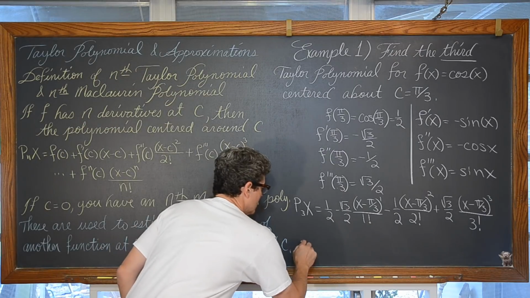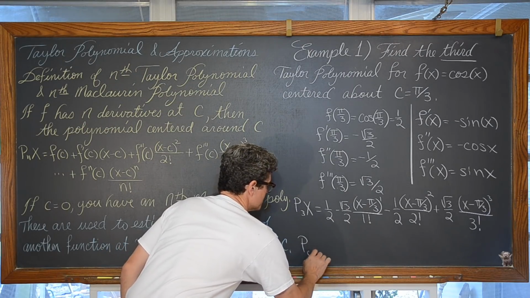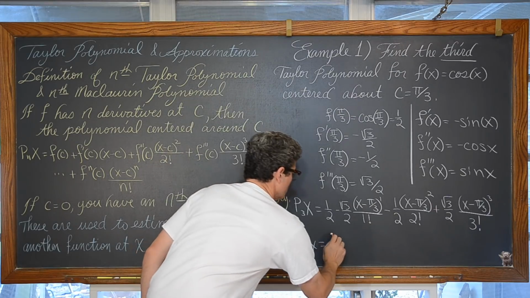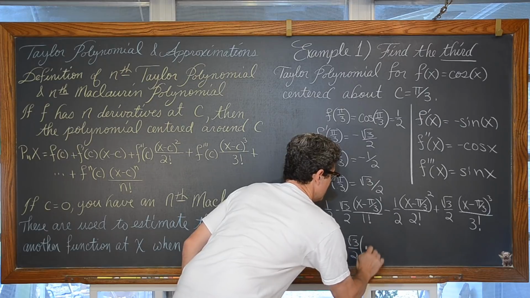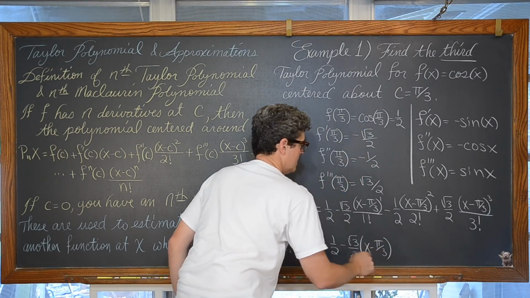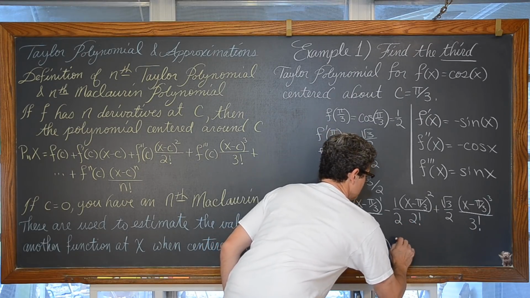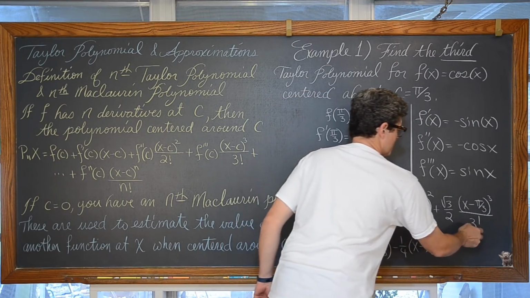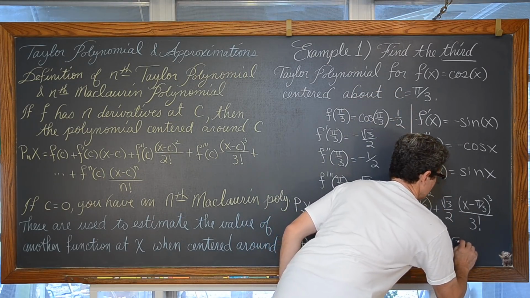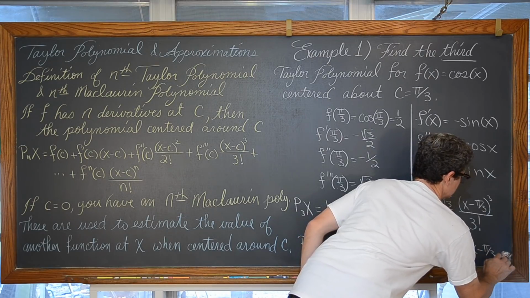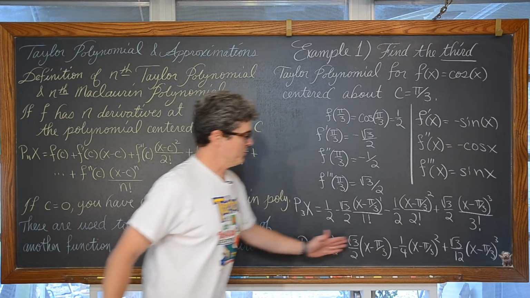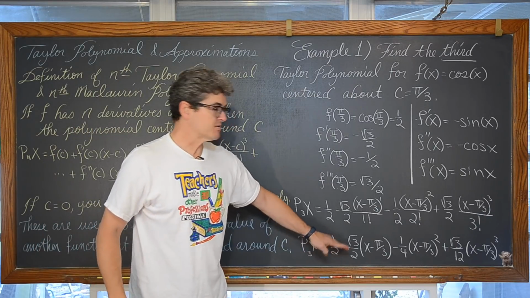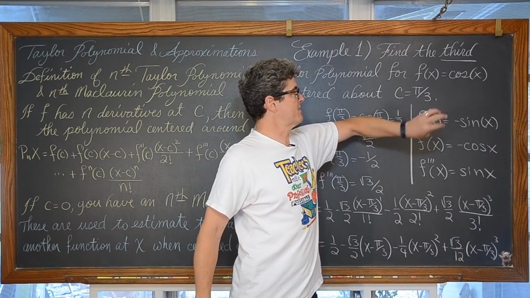And this is going to clean up to be our third Taylor polynomial centered at pi over 3. We got 1/2 minus square root of 3 over 2, x minus pi over 3 to the first. Now 2 times 1 is 2, times 2 is 4, so minus 1/4 x minus pi over 3 squared. 3 times 2 times 1 is 6, 6 times 2 is 12. And voila, our third degree Taylor polynomial centered about pi over 3. We're going to use that in a minute to estimate the cosine of 0.7.